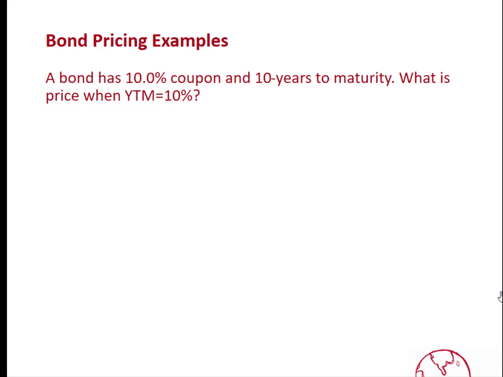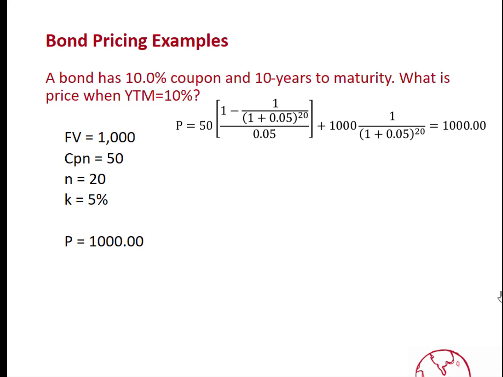Last one. A bond has a 10% coupon and 10 years to maturity. What is its price when the yield to maturity is 10%? Okay, now the discount rate is 10% divided by 2, or 5% per period. Notice that the other inputs have not changed. The price will turn out to be 1,000.